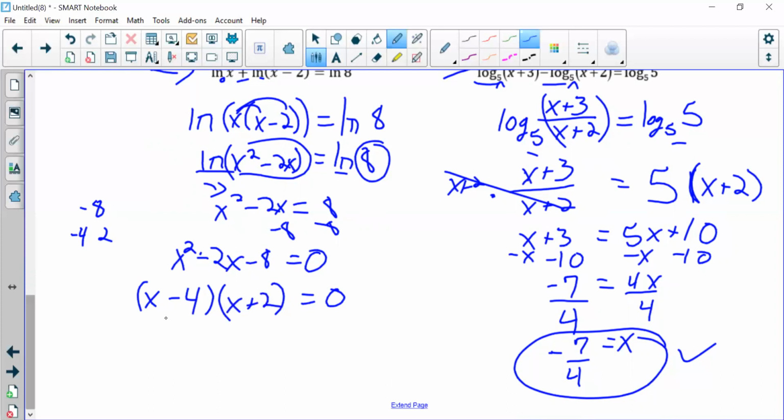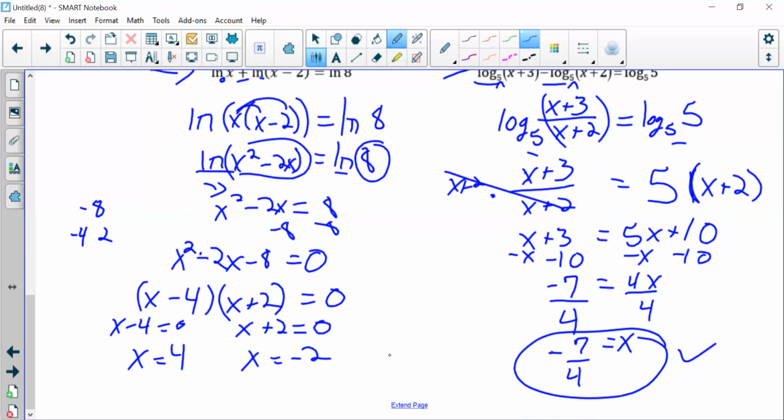We set each piece equal to 0. So x minus 4 equals 0. x plus 2 equals 0. Solve for x. So x equals 4. x equals negative 2. All right, and then we plug it back into our equation.